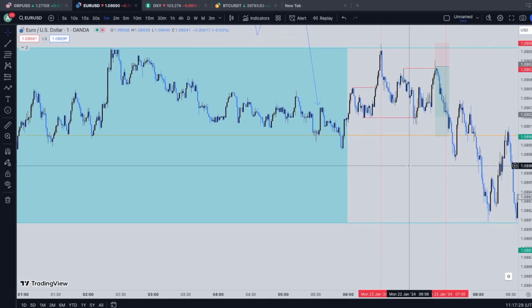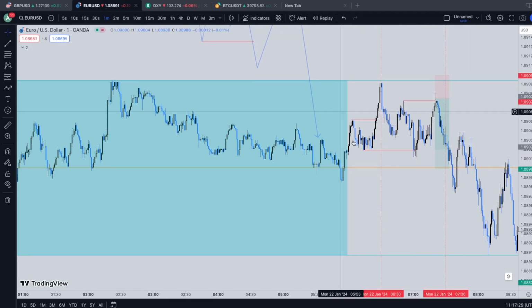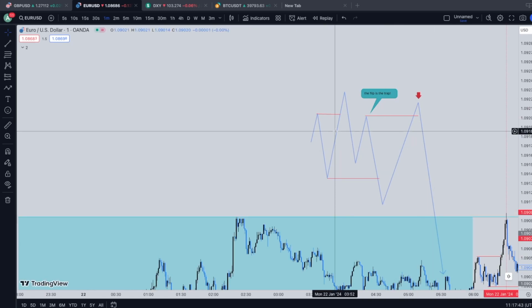Now, moving on to the third and final example then. Okay, so this was yesterday's price action on Monday. Now, this is one of the highest probability entry models that I use, and it's the most frequent model that appears on price.